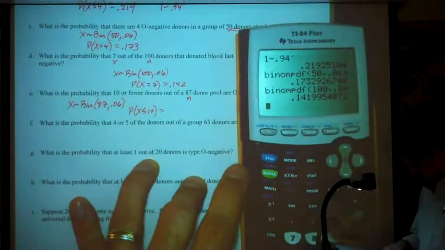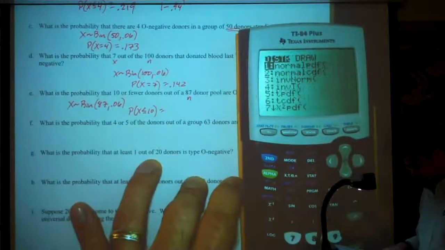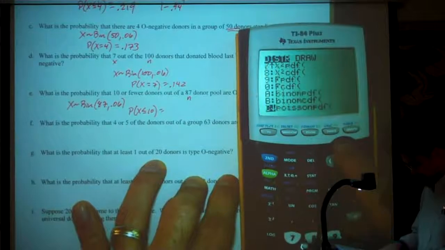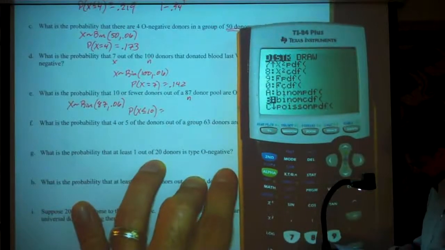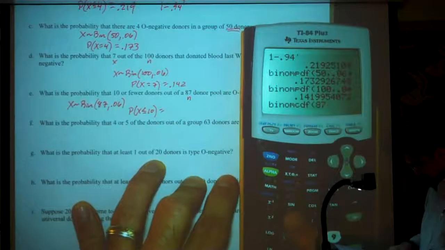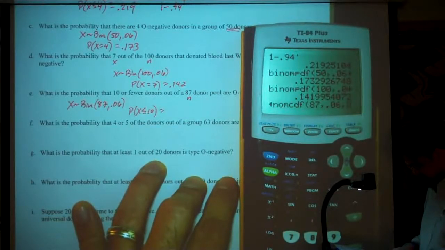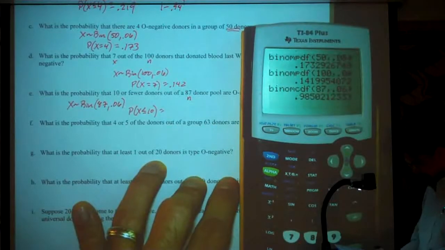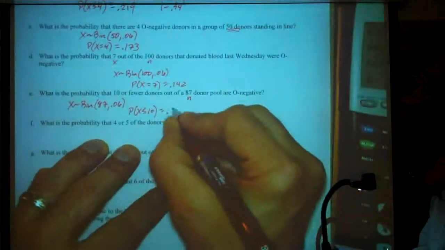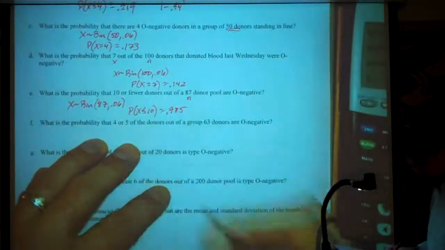Okay? So go to second distribution, down to binomial, there it is, binomial CDF. And I say, I've got 87 people, a 0.06 chance of success, and I want to know the probability of having 10 or fewer, and I get a pretty high probability, 98.5%. So 0.985.